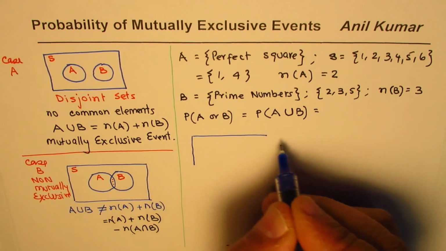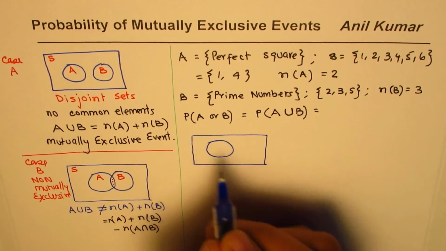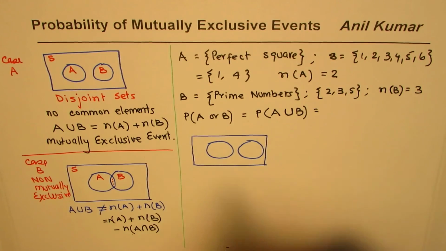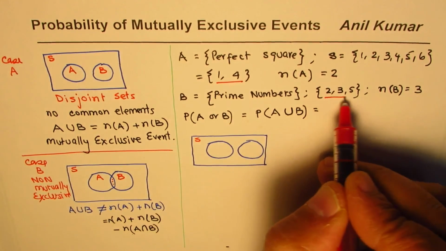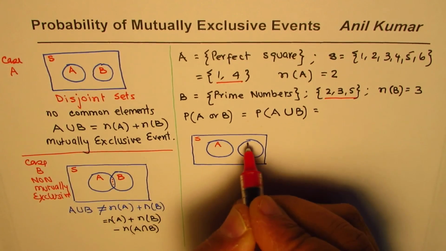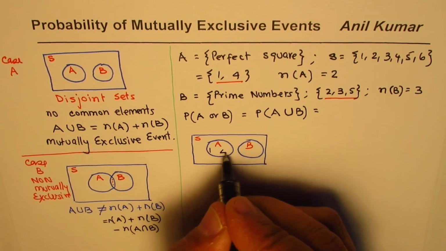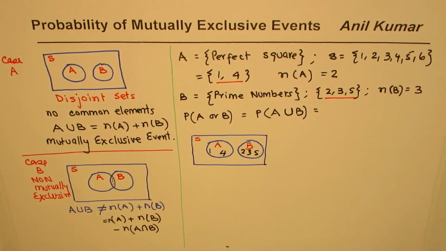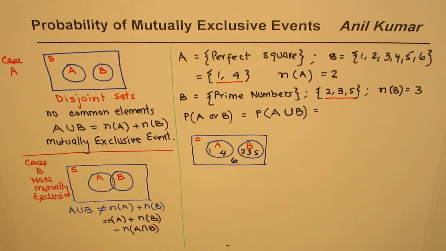So what we have here is, in our sample space, we have defined 2 events, A and B. I've drawn them separately since I do not see any common numbers between these, right? So this is event A, this is event B. Let me write down their elements. In A we have 1 and 4, and in B we have 2, 3, and 5. Correct? So where is 6? 6 is outside. You see, 6 is not in event A or in event B.